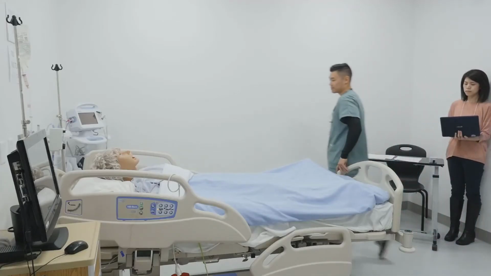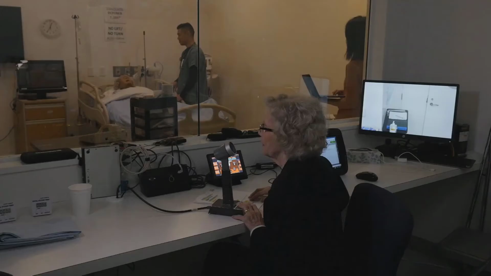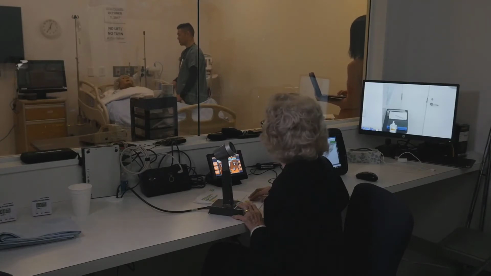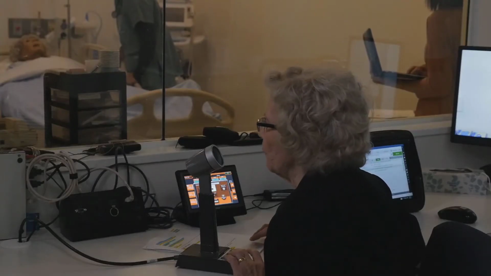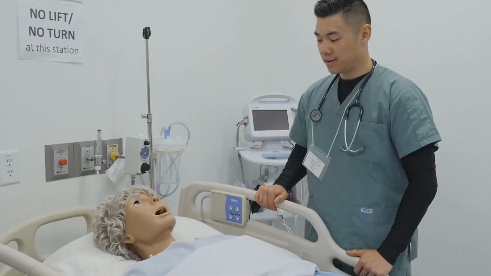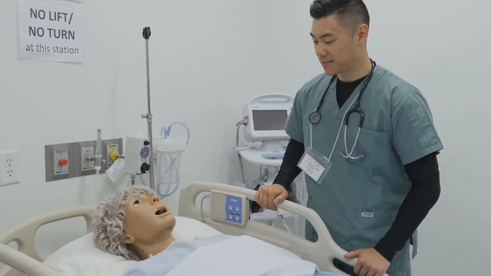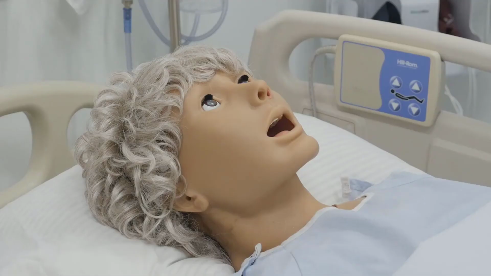In other stations, you will find mannequins. In these stations, the actor is actually behind the one-way glass and will speak to you through the mannequin. We know it's not perfectly natural, but you must talk and interact with the mannequins as if they are real patients. They will talk back.